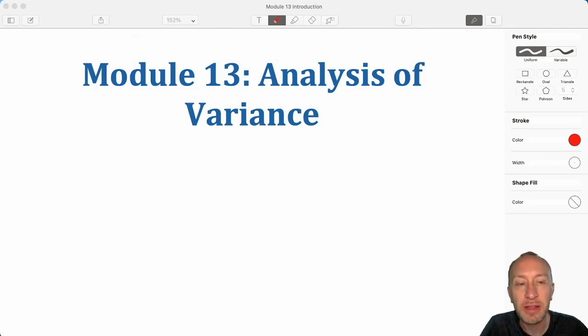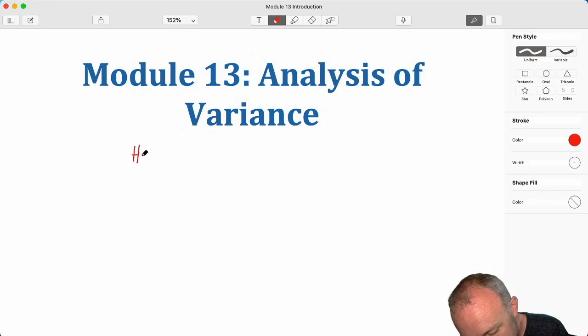Hello everybody and welcome to Module 13. Now we're into a different section of the course that, believe it or not, is actually testing on means. The name is Analysis of Variance, and that's the nature of the methodology that we're going to employ to perform the tests. But now we're going to be getting into how to test across multiple population means.